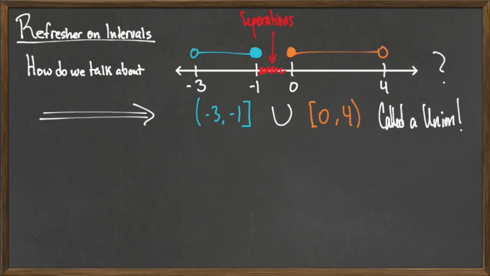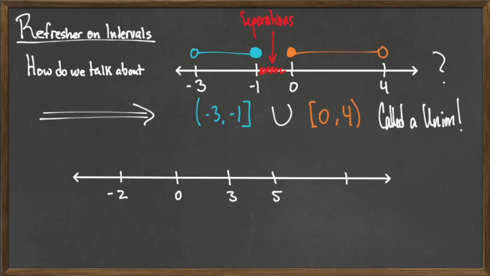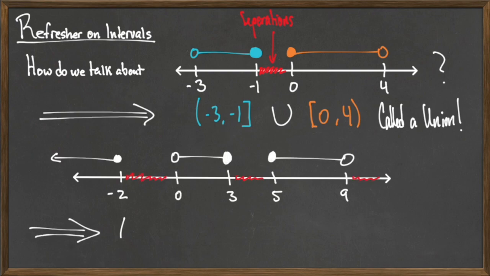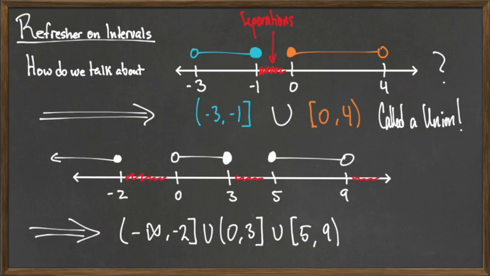Another example would be the following. If I've got the interval from -infinity to -2, then 0 to 3, then 5 to 9, then I can write that in the following way. Again, this portion of the video was pretty brief, but we are assuming that a Math 130 student does have some familiarity with intervals. But if you do need a bigger refresher on this, please reach out to your instructor.